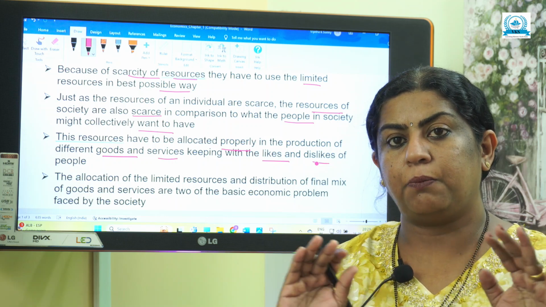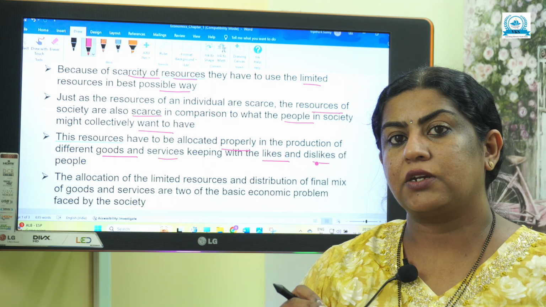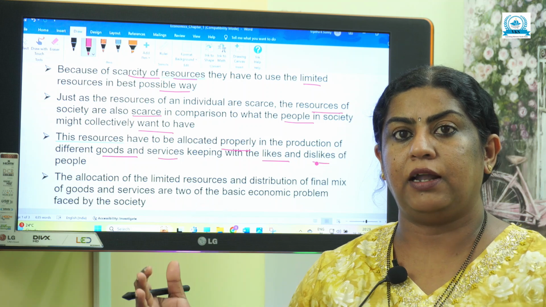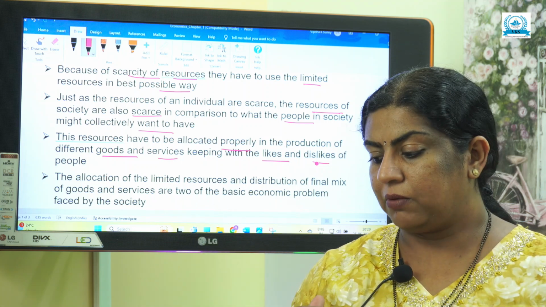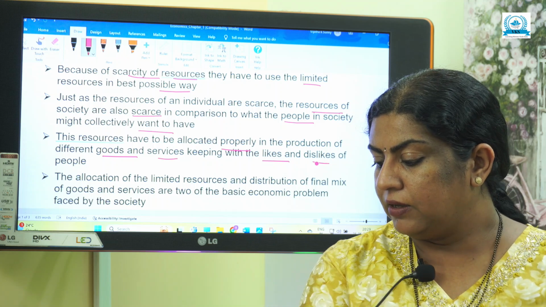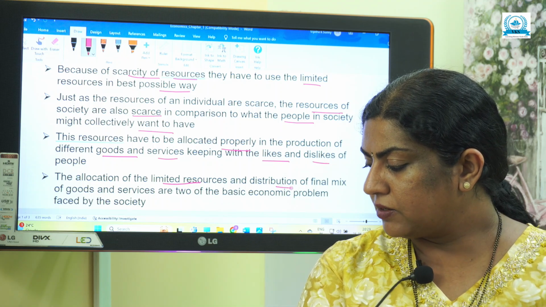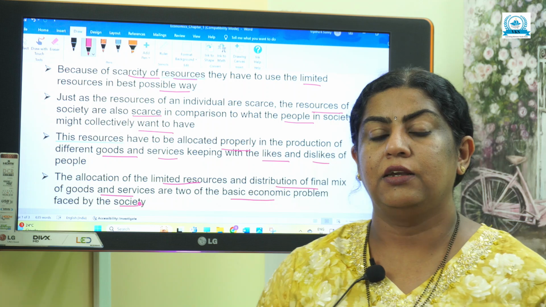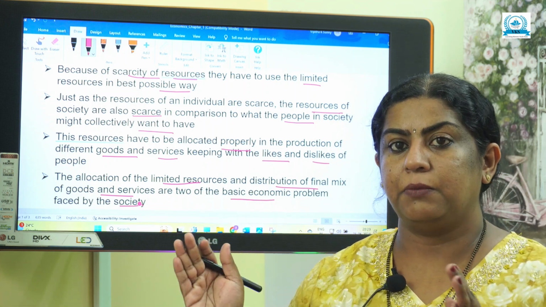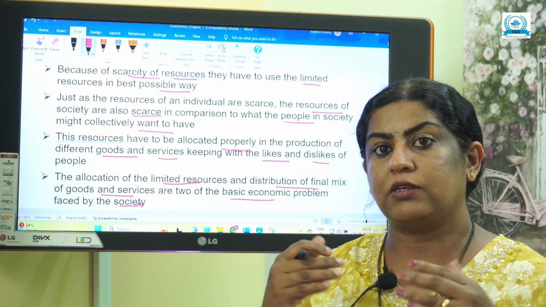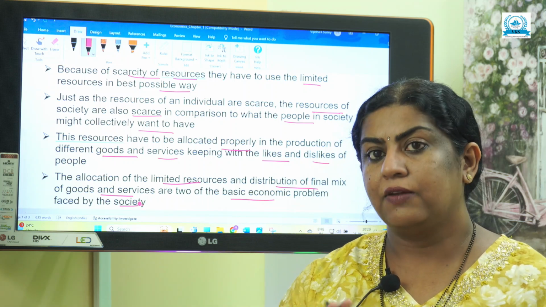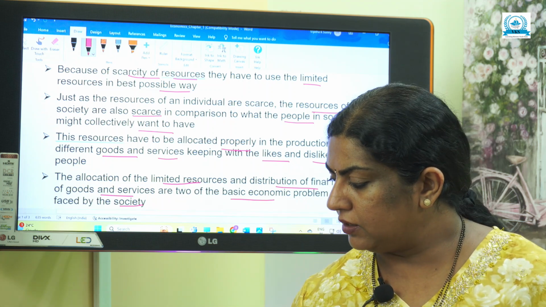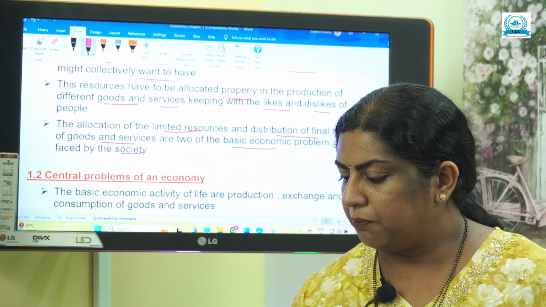So these resources have to be properly allocated, properly divided in the production of different goods and services depending on the likes and dislikes of the people. Keeping all these in mind, they have to produce different goods and services. So the allocation of limited resources and distribution of the final mix of goods and services are the two basic economic problems faced by society. Okay, so these are the issues faced in a simple economy.